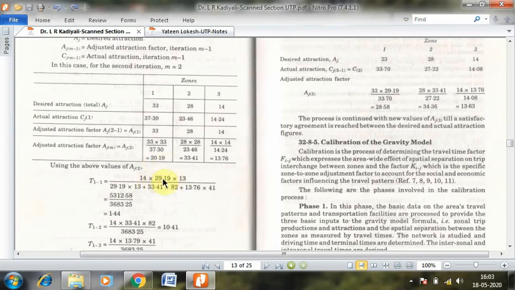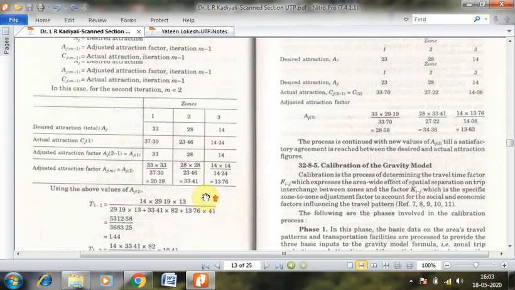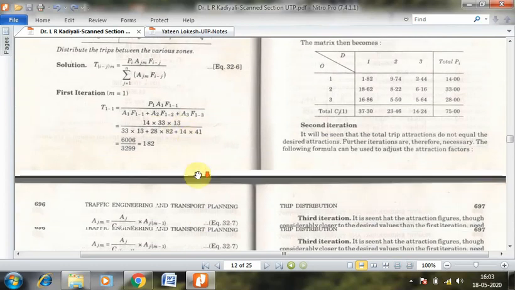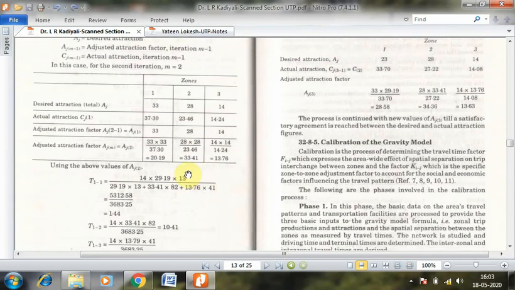So Pi multiplied by Ajm, multiplied by the respective friction factor. This friction factor will remain the same as we had in the previous step. So P1 multiplied by Aj2 for zone 1, multiplied by the respective friction factor. Now you can check this friction factor. It is between zone 1 and zone 1. Between zone 1 and zone 1, the friction factor was 13. The same 13 is being considered here.